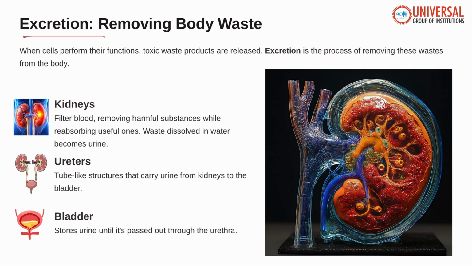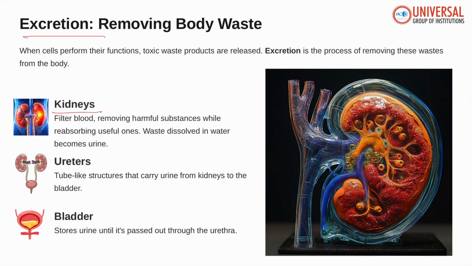Let us first understand the organs involved in the excretory system. First is the kidney. The kidney removes nitrogenous waste and excess water. It also helps in filtering blood and reabsorbs the minerals from the waste while removing the waste as urine.